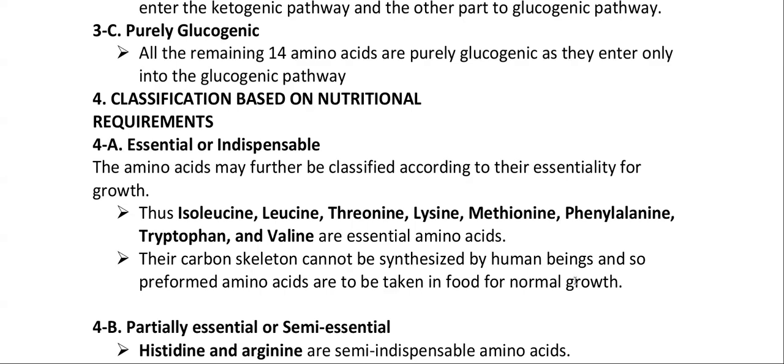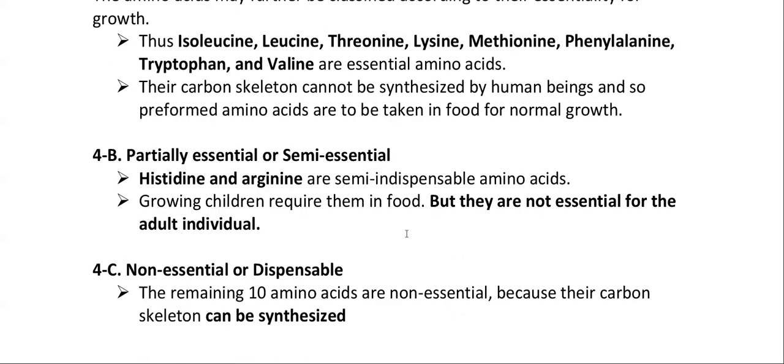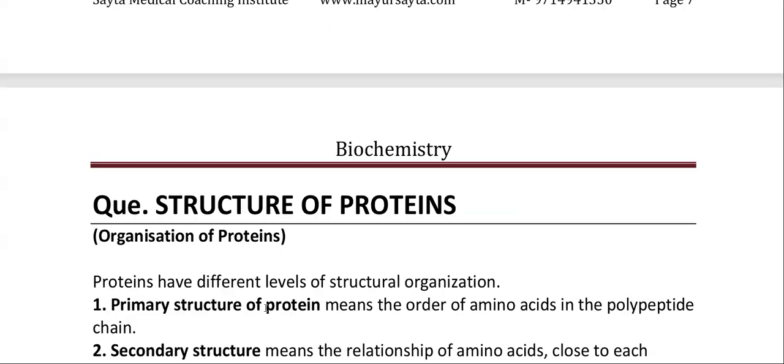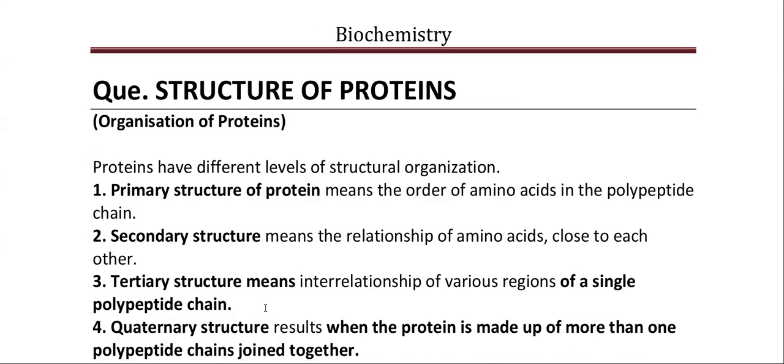for normal growth. Partially essential or semi-essential: histidine and arginine are semi-indispensable amino acids. Growing children require them in food, but they are not essential for the adult individual. Non-essential or dispensable: the remaining 10 amino acids are non-essential because their carbon skeleton can be synthesized. So that's all about amino acids.